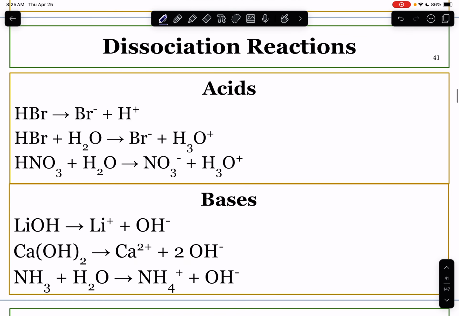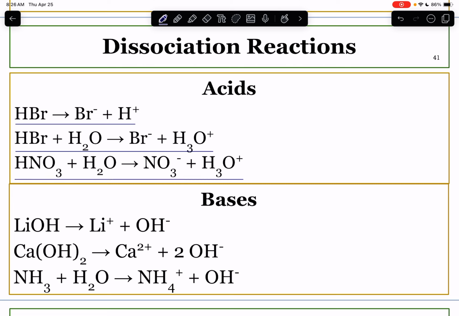All right, let's look at some more dissociation reactions. So when we are dissociating an acid, you can either include the water molecule or not. So here's the hydrobromic acid without the water molecule, and here's hydrobromic acid dissociating with the water molecule. Either way, what's happening in the solution is the same thing, and either of these representations is an accurate way of writing it. Here's just an example of a dissociation reaction where the acid is made with a polyatomic ion, nitrate. So HNO3 dissociates into NO3 minus and H3O plus.